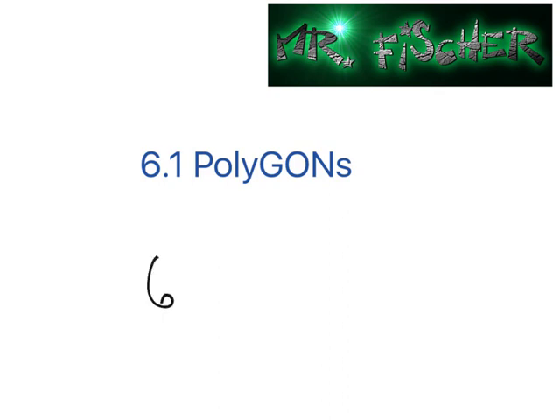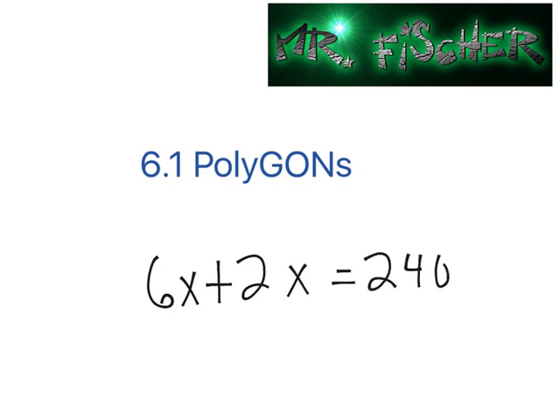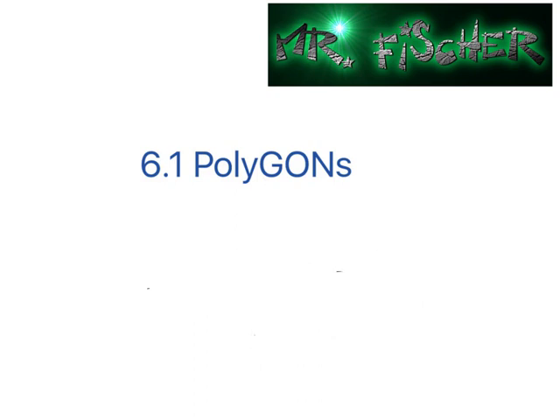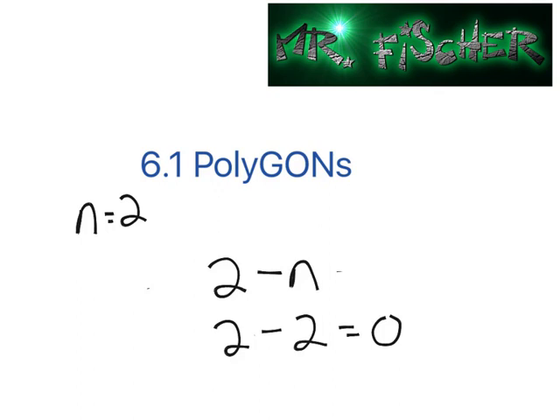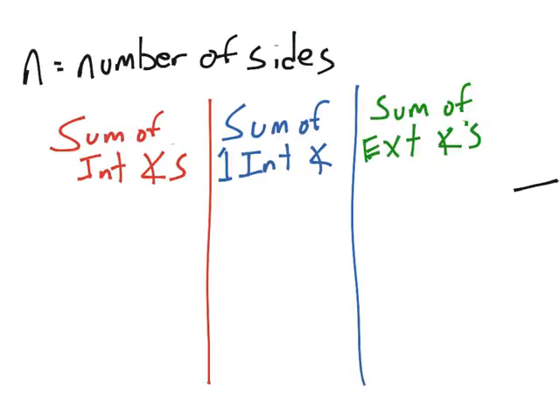If I have something like 6x plus 2x equals 240, you need to be able to combine like terms and say that's 8x equals 240. You will also need to be able to substitute variables such as if I tell you that the number is 2 and I ask you what 2 minus n is, you should know that that's 2 minus 2 and that equals 0. And let's move on.